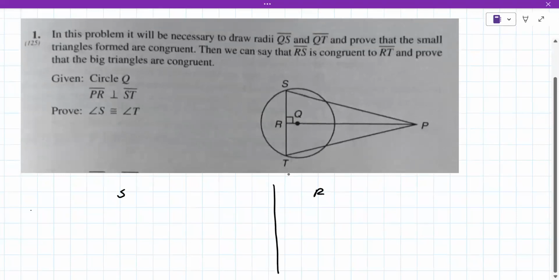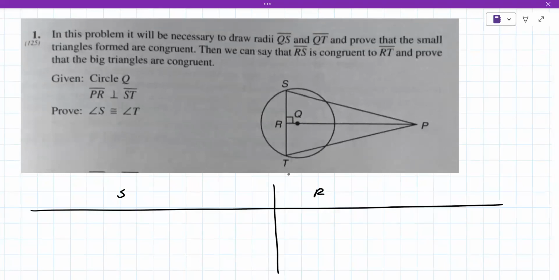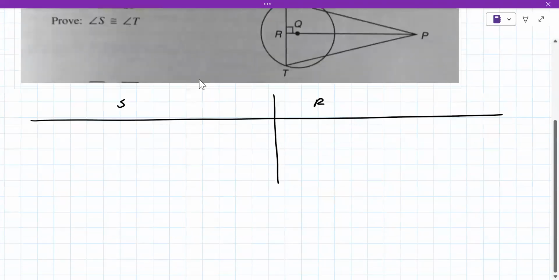Okay. Statement and reason, is that kind of what you've been seeing in your book? Kind of looked like what they were doing. Yep. There's also paragraph proofs and flow chart proofs. Boy, I hope this is not as long as we need it to be.